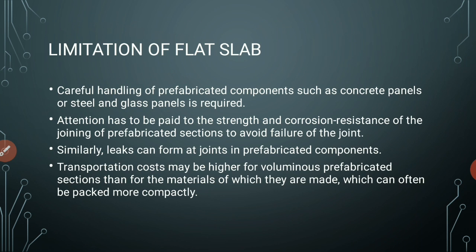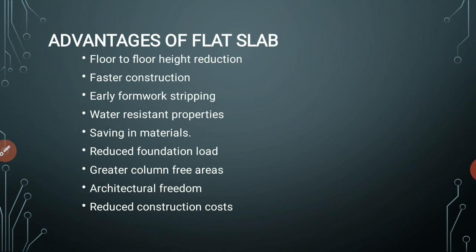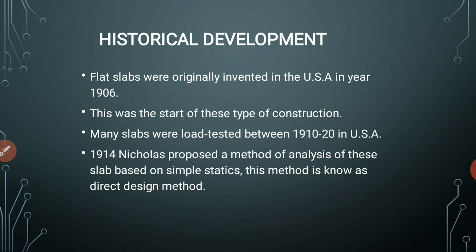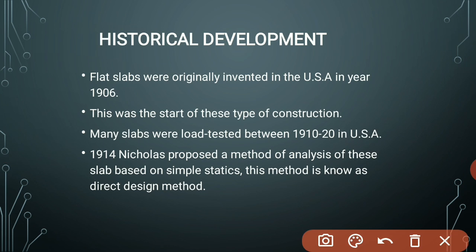So what is the invention, or in what time it was invented, that is the historical development of the flat slab. It was made in USA in 1906. Okay, it was the start of this type of construction. Many and Nicholas proposed a method of analysis for these slabs based on simple statics. This method is known as direct design method.